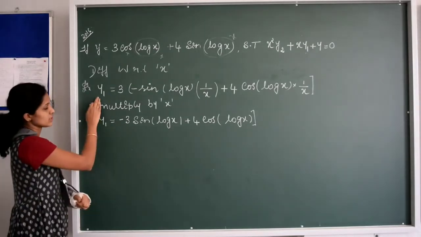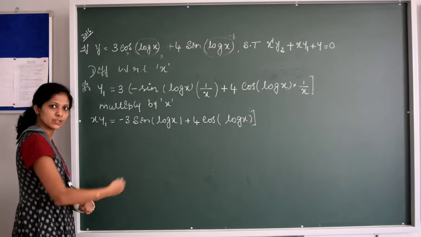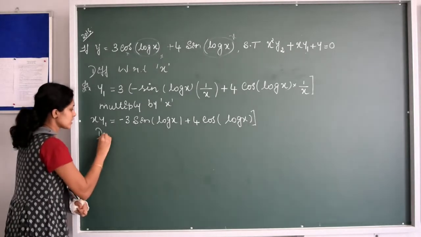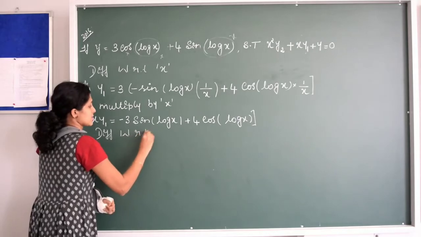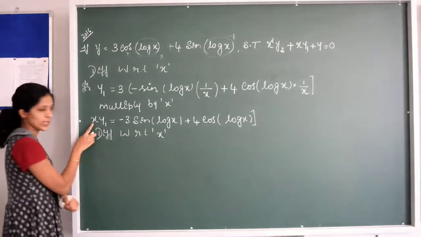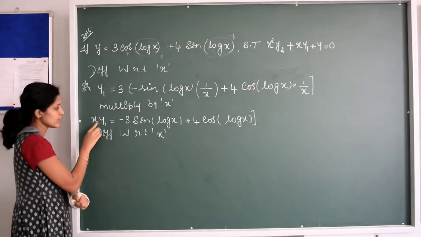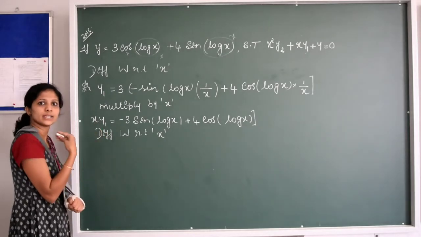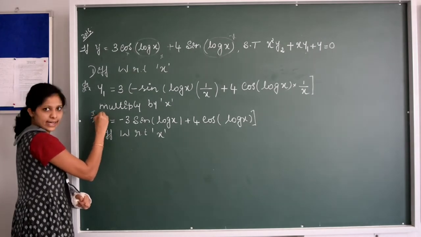Now here we differentiated the function once, but we need y2, right? So we have to differentiate the function again. We will differentiate the function with respect to x. Now here we can observe this x into y1. Here also two functions are there, so in between there is a product. So you have to apply the product rule. We'll consider this as the first function and this as the second function.